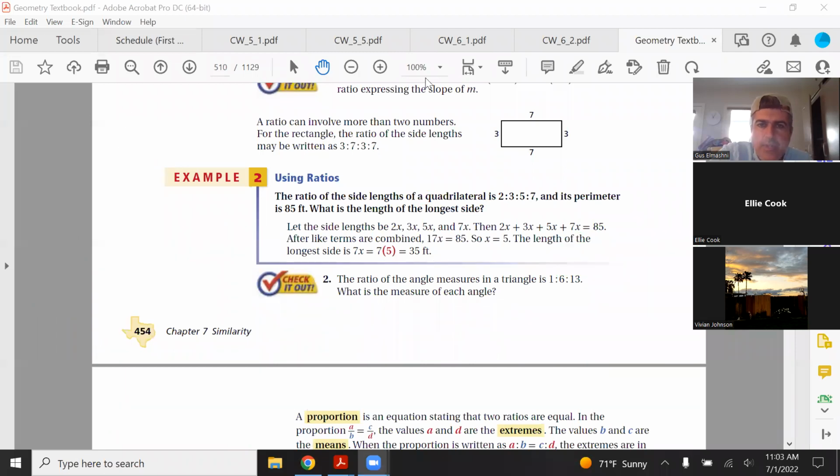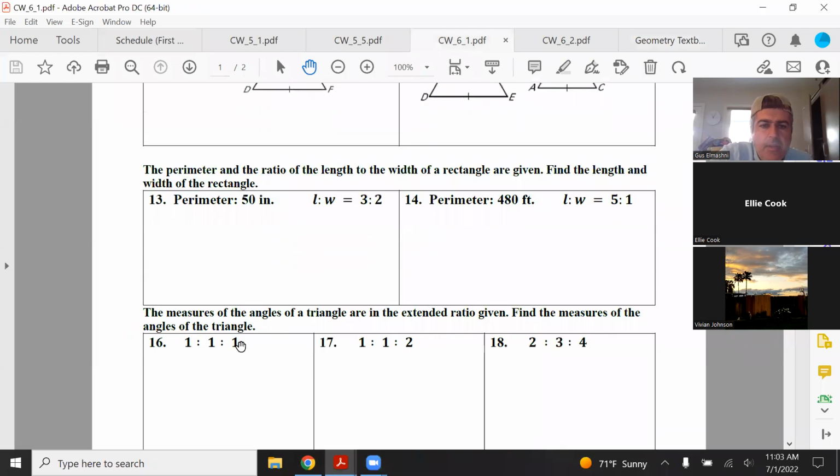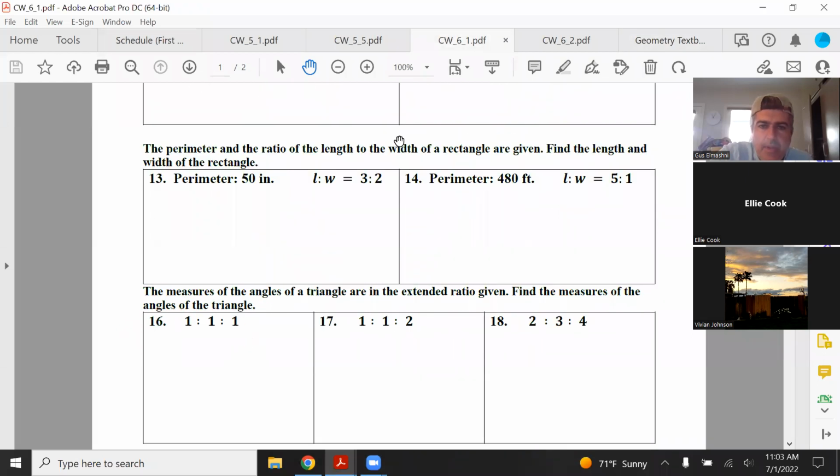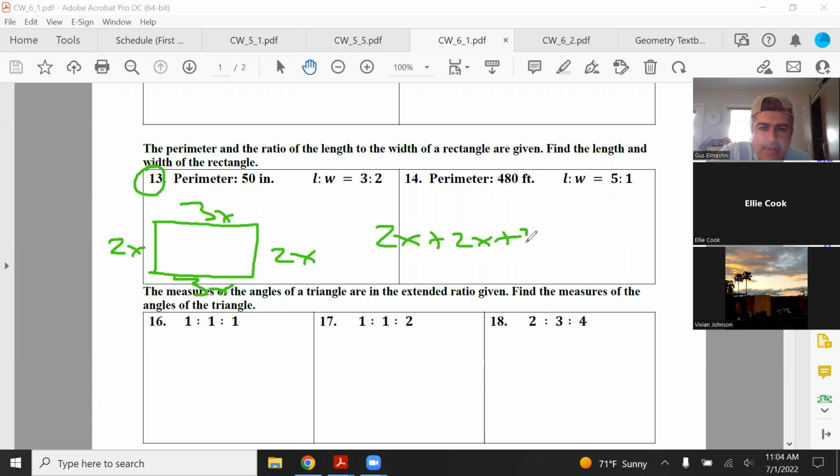So now let's go back to the worksheet and work out this problem. So I'll do the odds again. We're told the perimeter of a rectangle is 50 and the length to width is 3 to 2. So I can say this is like 2x, 2x, 3x, 3x. If you add it up, 2x plus 2x plus 3x plus 3x equals 50, 10x equals 50, x is 5.